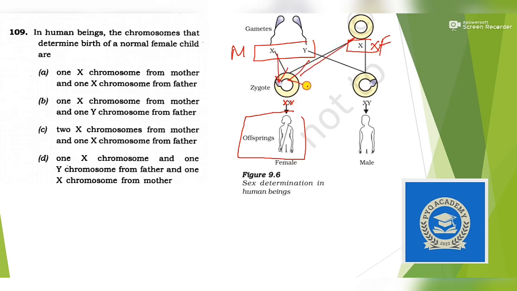So let's find this option. One X chromosome from mother and one X chromosome from father. This is our correct option. No need to go for other options. Let's move to next question.